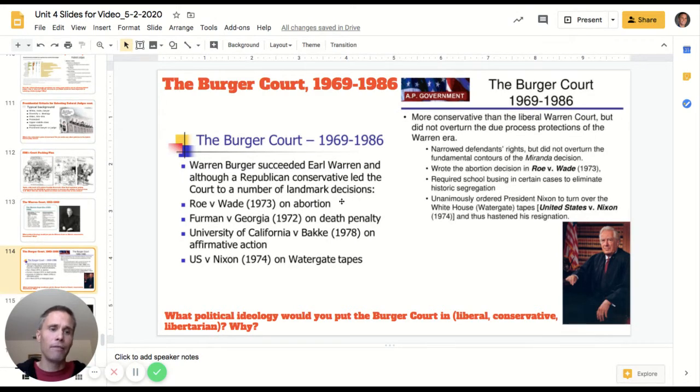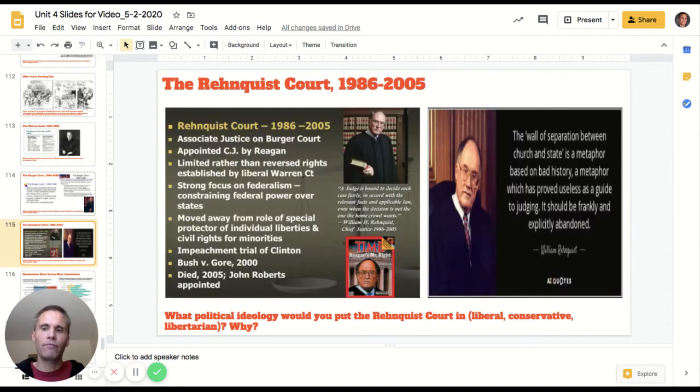And he did make a few more conservative decisions, like upholding the death penalty, like restricting affirmative action programs from engaging in quotas. But he's also the one who presided over the Roe v. Wade decision, as well as U.S. v. Nixon challenging executive authority. The shift further right became quite a bit more so under the Rehnquist Court. Rehnquist died in 2005 and was replaced by John Roberts, who holds many of the same views as Rehnquist.